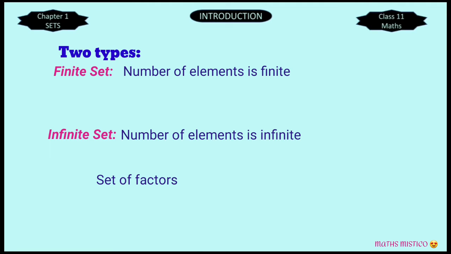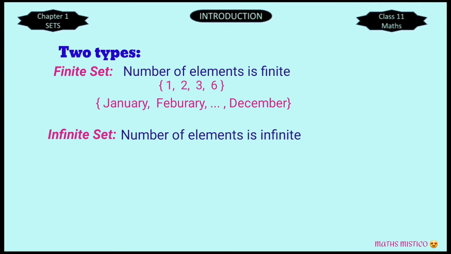Let us consider a set of factors of 6. It is equal to {1, 2, 3, 6} in roster form. We can count the number of elements in this, so it is a finite set. Similarly, if we take a set of all the months of a year, it is a finite set. But if we take a set of multiples of 2, then we have 2, 4, 6 and so on. So clearly it is not a finite set.